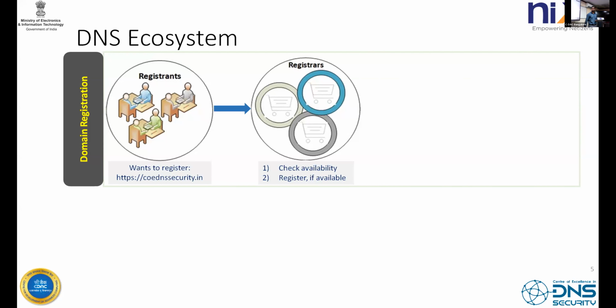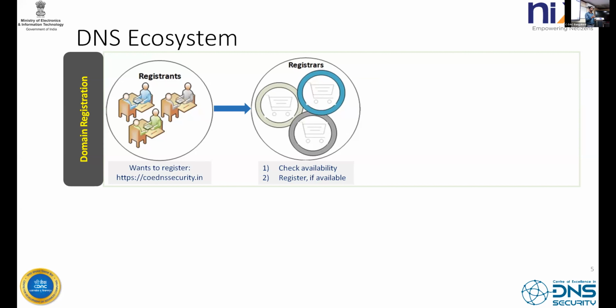There are many registrars around. The registrars will check for the availability of the domain name, and if it is available, they'll go ahead and take some charges for that. There are various resellers, starting from 200 rupees, 300 rupees annually, or 500 rupees annually, or 1,500 rupees annually, depending on the service that they give, right? So they'll go ahead and register the domain name, which is coidnssecurity.in.